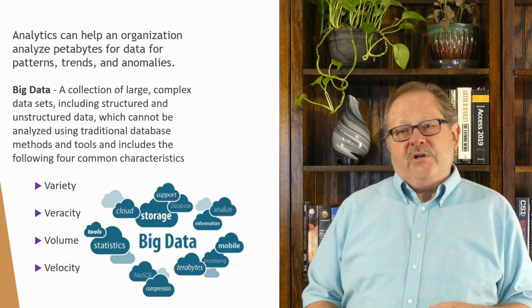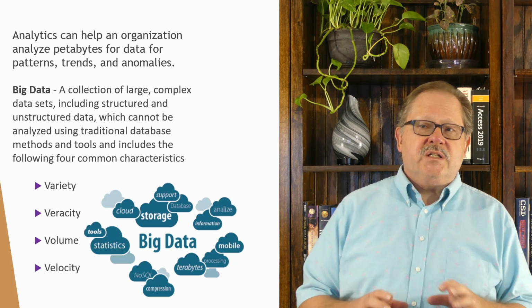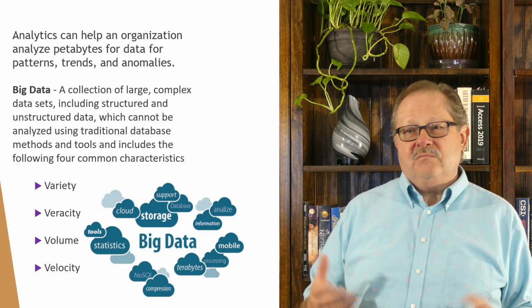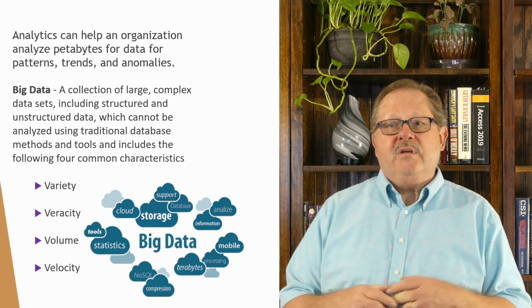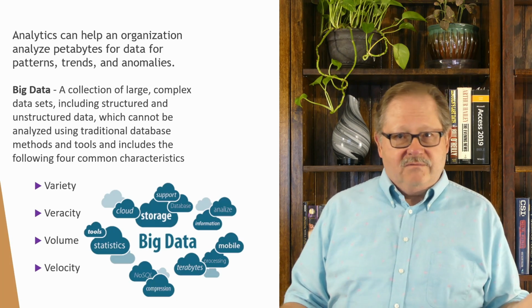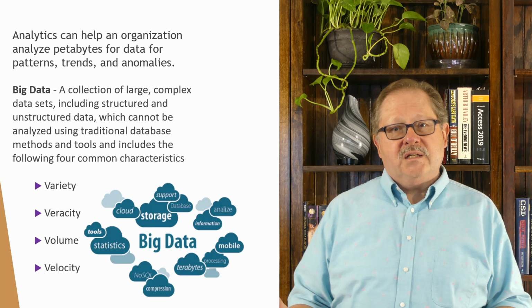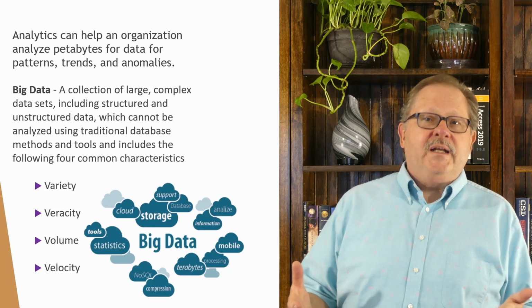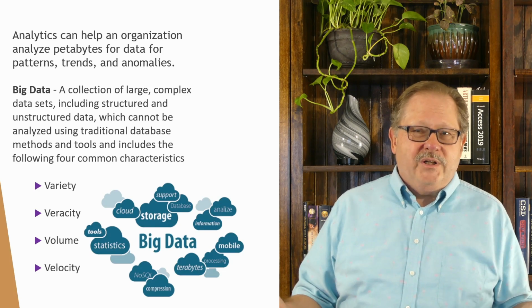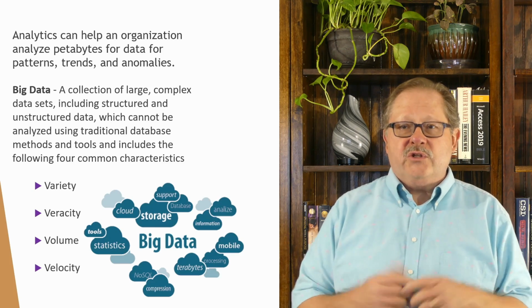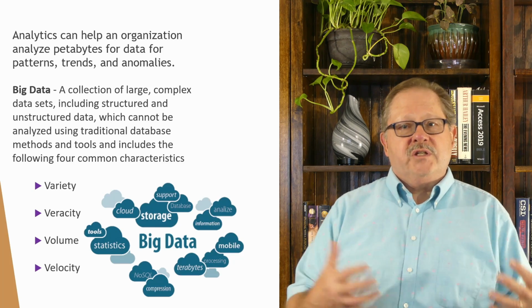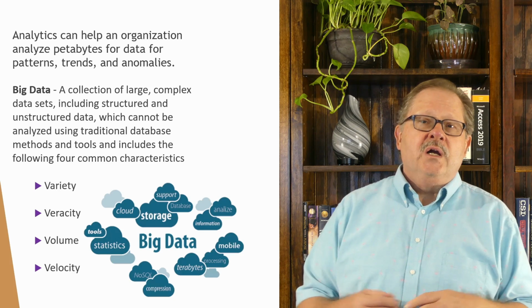So there's four common characteristics of all big data sets, and they all begin with a V: variety, veracity, volume, and velocity. So variety, you can kind of know what variety is. It's just data on different subjects so that you can correlate those different subjects together and get a bigger picture.